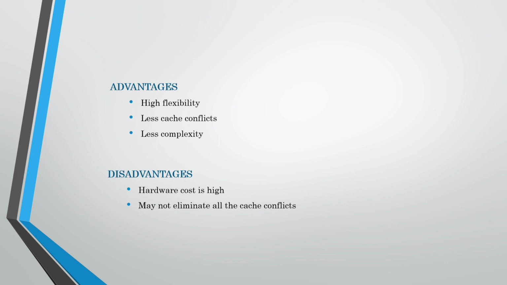And here are the advantages and disadvantages of set associative mapping. Advantages: when we compare to other mapping processes, set associative mapping is highly flexible and there will be fewer cache conflicts and less complexity. And the disadvantages are its hardware cost is high and it may not eliminate all the cache conflicts sometimes.